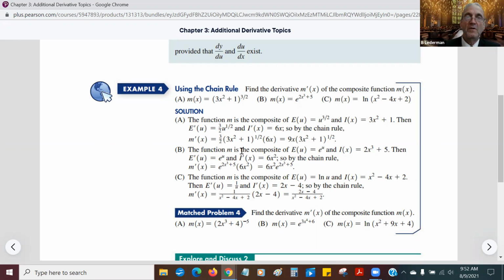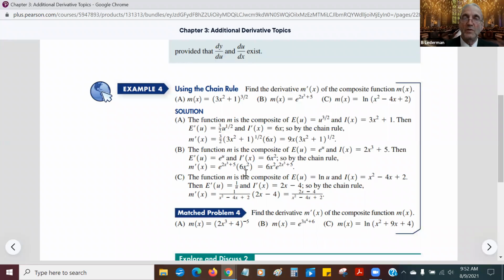And the function m is composite. So here we have e to the 2x cubed plus 5. The inner function is the 2x cubed plus 5. The outer function is the e to a power. Well, the derivative of e to a power is just e to that same power, and I multiply that times the inner derivative.